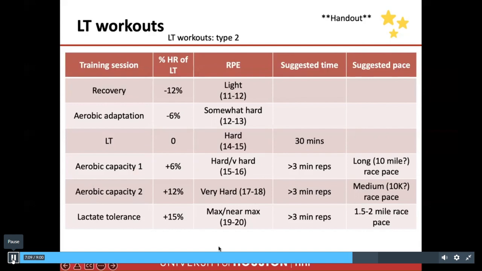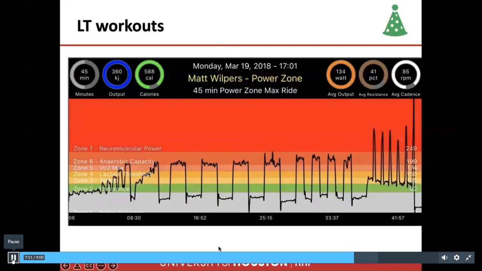I'm going to show you a figure of how we can do some lactate threshold training. This is not mine. I'm not this steady on it, but if you're going to post your stuff to the internet, I'm going to borrow it for this.